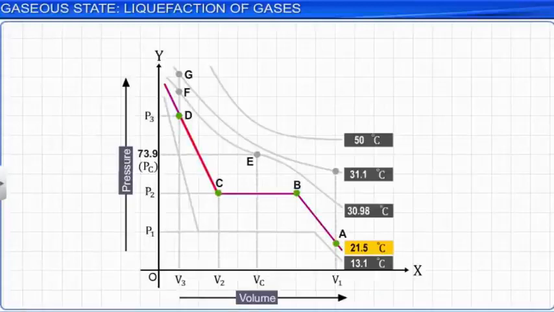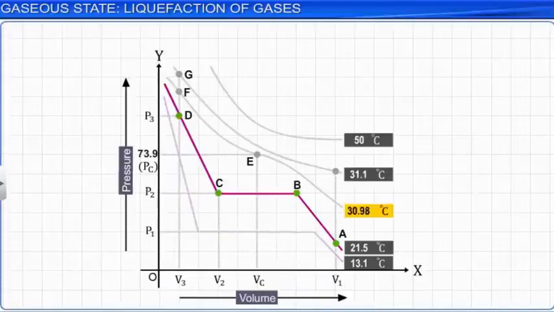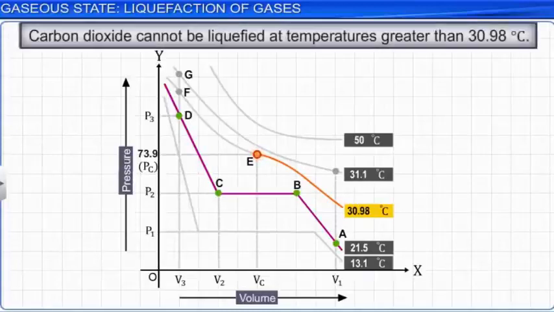When the temperature is raised further, the horizontal portion in the graph becomes smaller and smaller, and at 30.98 degrees Celsius, it is reduced to a point represented by E. This shows that above 30.98 degrees Celsius, carbon dioxide cannot be liquefied at all, no matter how great the applied pressure is.